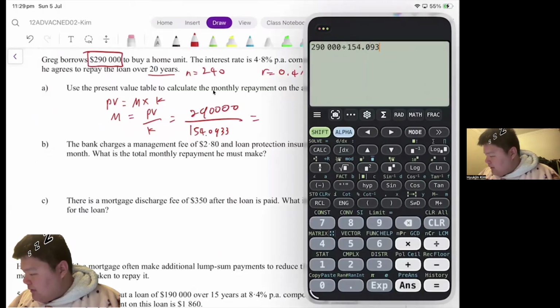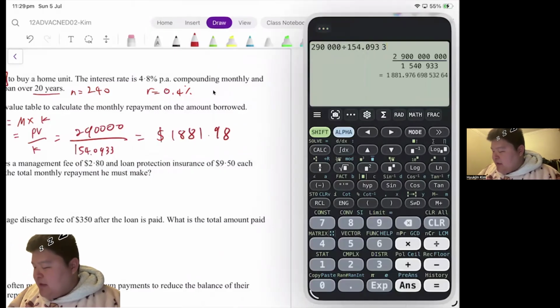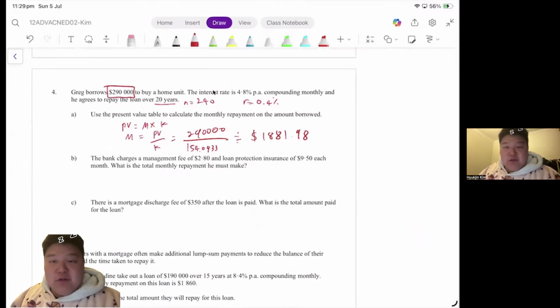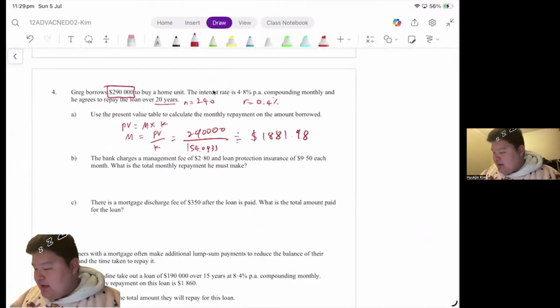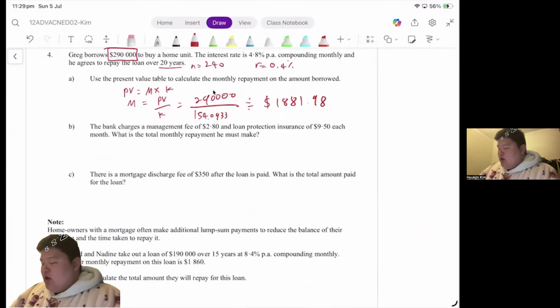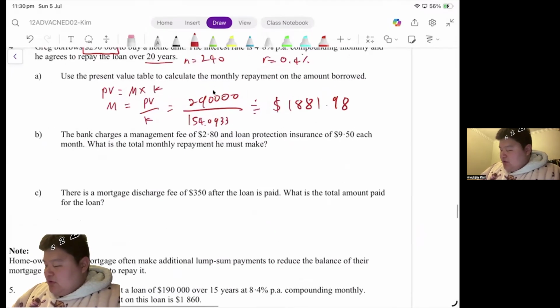154.0933. Something like that, approximately. So, to borrow $290,000, we reckon we'll have to be spending about $1,900 a month to repay. The bank charges a management fee of $2.80 and loan protection insurance of $9.50 each month. What is the total monthly repayment he must make? Which just means 1881.98 plus 2.8 plus 9.5.